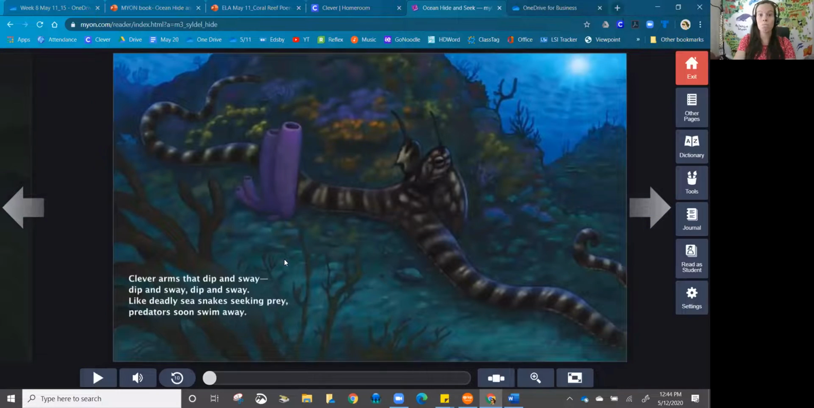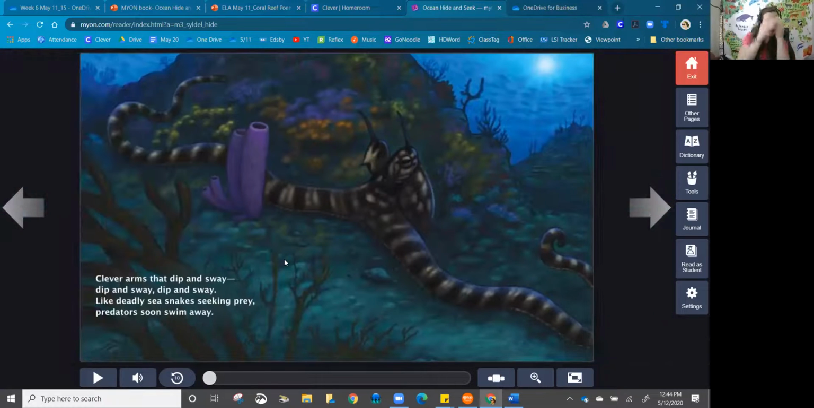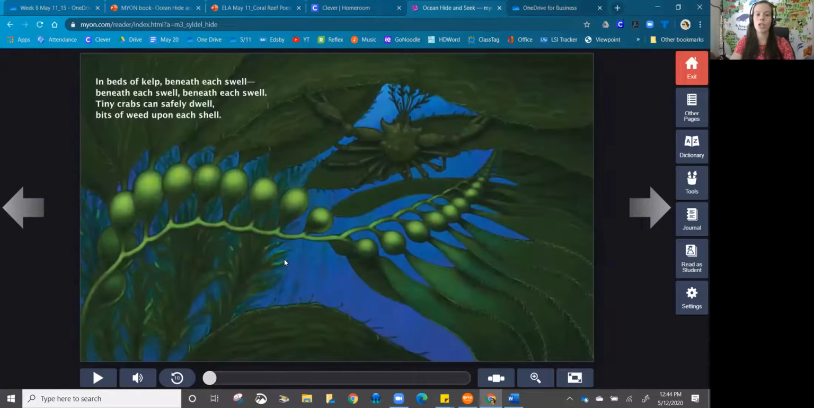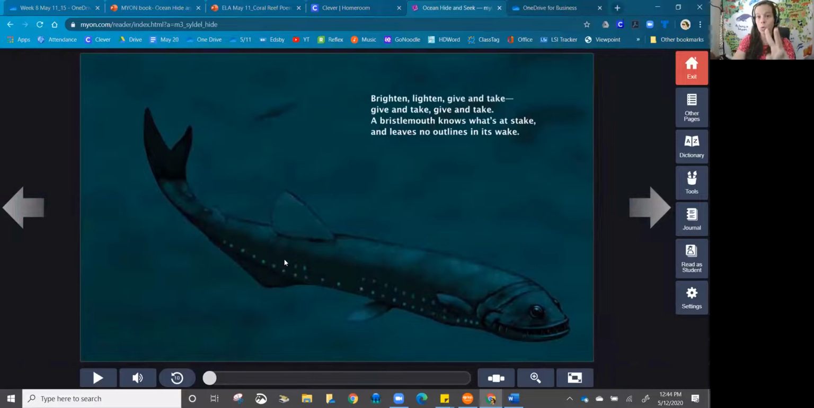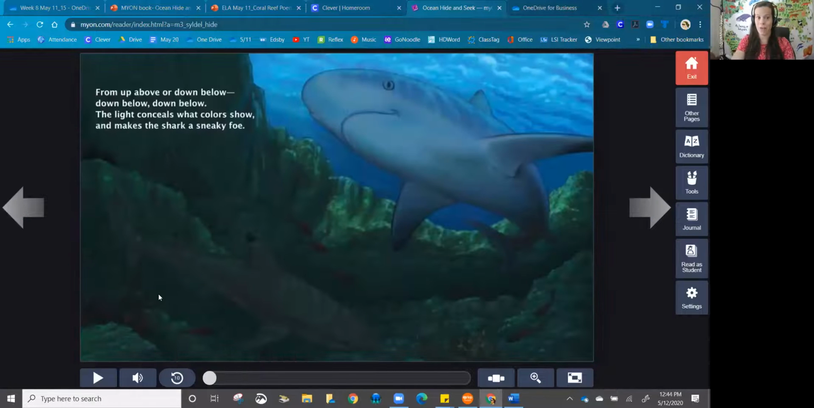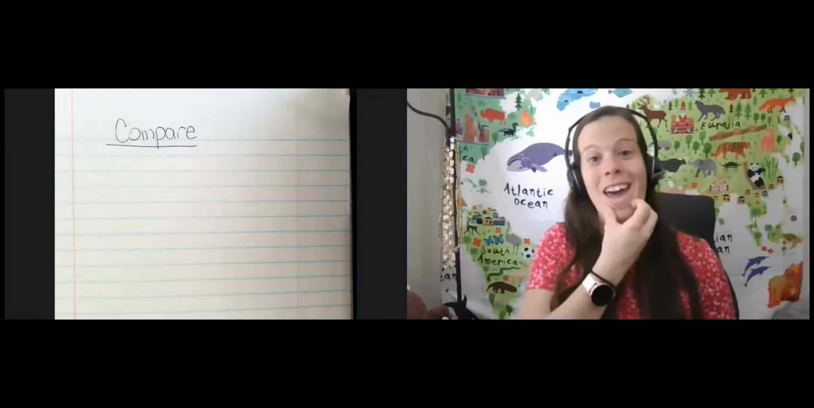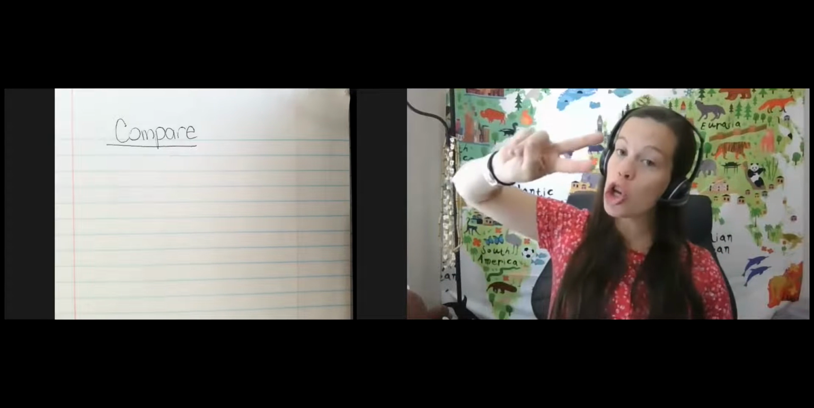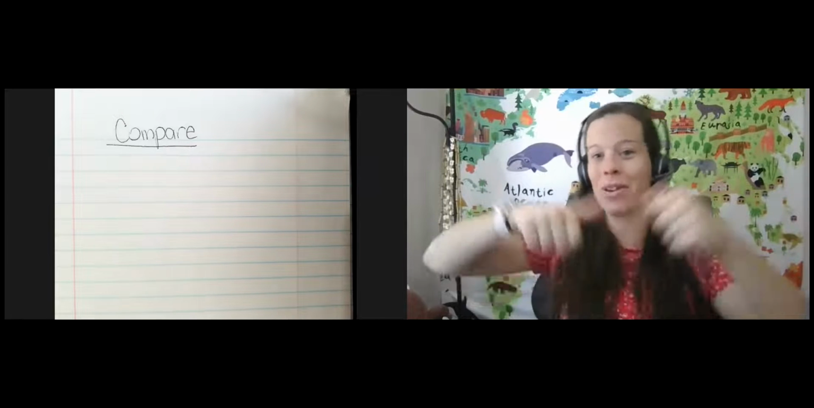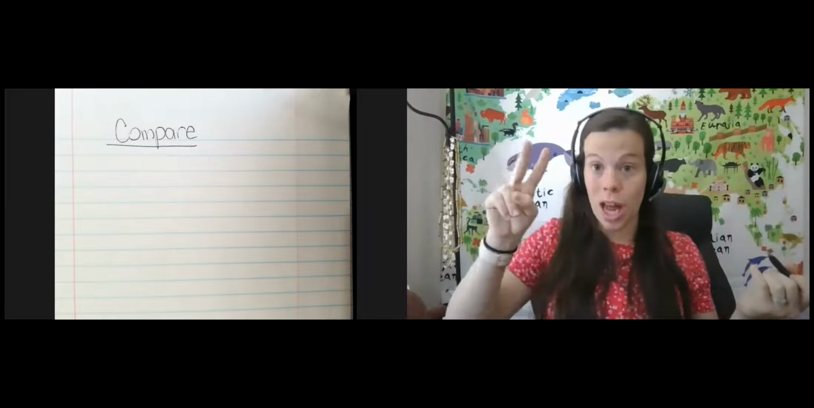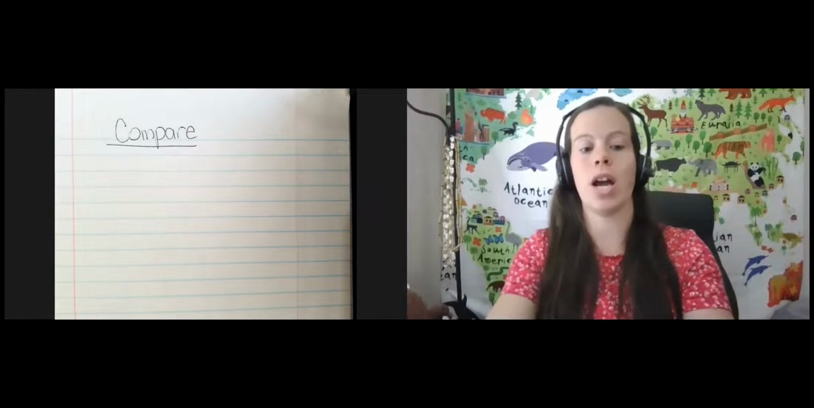Okay, so tomorrow, now that we're getting used to picturing it and looking at the picture and how it matches, I want you to take a look at two of them and compare them. Okay, two of these animals to compare. I'm going to show you a way to do it. So on my piece of paper, I have the word compare. You're going to pick two creatures from the book to compare. How are they the same? How are they different? So the two that I really liked were these right here.